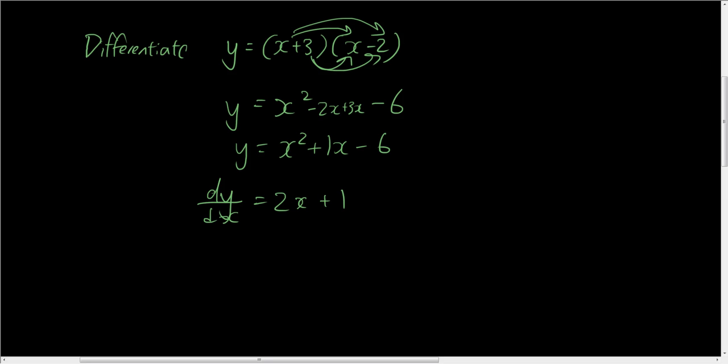Now, that is actually pretty quick. But there is another way to do it, and that's called the product rule. And I guess you would need the product rule for harder problems, like for example when it says differentiate y equals (x plus 3) to the power of 5 times (x minus 2) to the power of 6.